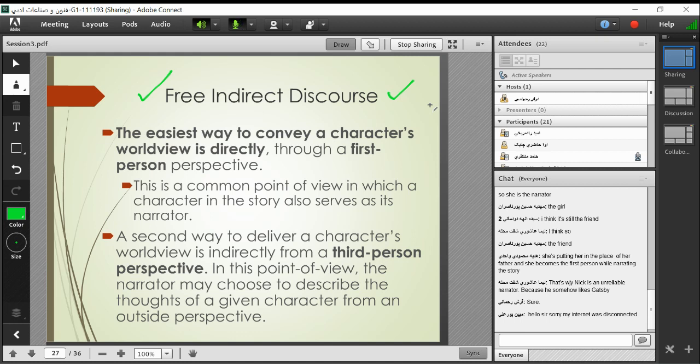Let's see what free indirect discourse is. Now, obviously, whenever we want to reveal, imagine that you're a writer. If you want to reveal the psyche and the mind of your characters, obviously you have different methods. You can have different approaches. You can either select a first-person perspective and reveal the character's worldview directly to the audience. Well, in that case, this is a very common point of view.